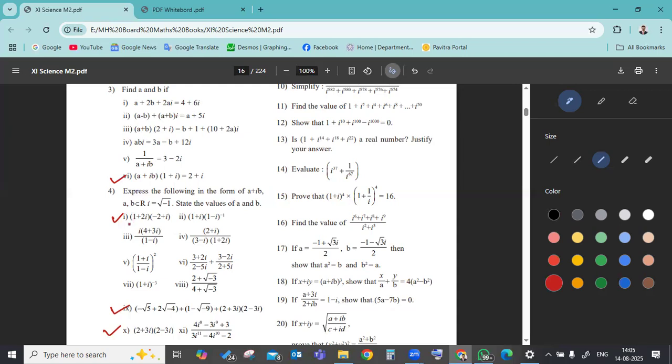Now here you don't have to find a and b. Here you just have to find the multiplication. Your answer is correct. Find this question. Find this multiplication.